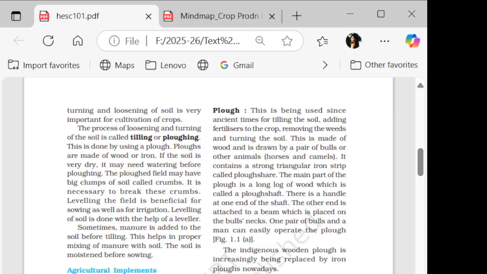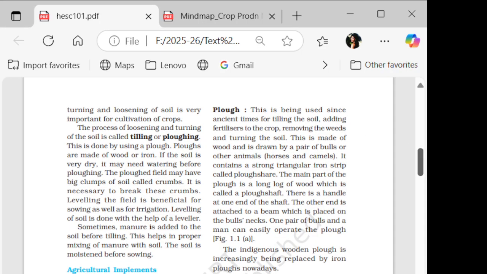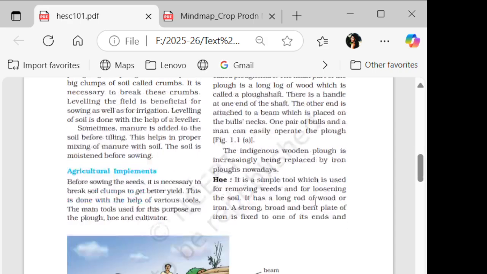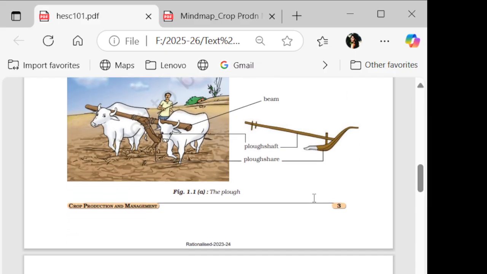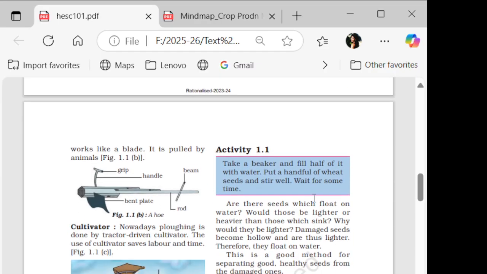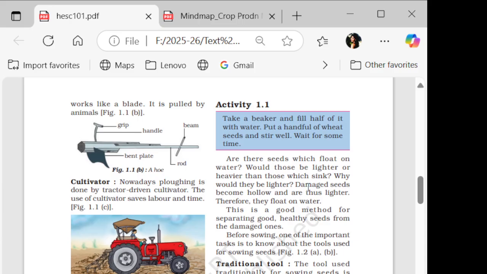You might be thinking, what is a weed? A weed is an unwanted plant. In the field there are so many unwanted plants growing, and the farmers have to remove them, because if they don't remove them, then they will take all the nutrition which is meant for the food plant.